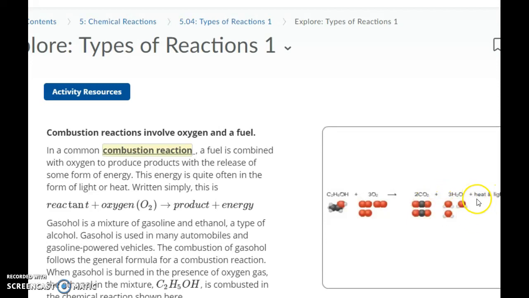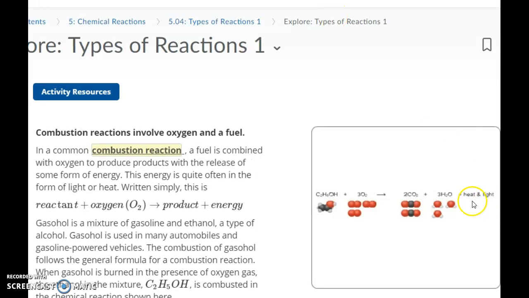And then listed separately, we have our energy, which is heat and light. I know the word light here is cut off a little bit. So there you go. Heat and light. So we have the energy listed separately, but on the product side. In a common combustion reaction, a fuel is combined with oxygen to produce products with the release of some form of energy. This energy is quite often in the form of light or heat, or both. Written simply, it is reactant plus oxygen, O2, yields product plus energy.